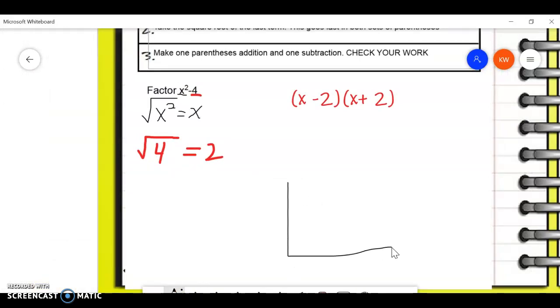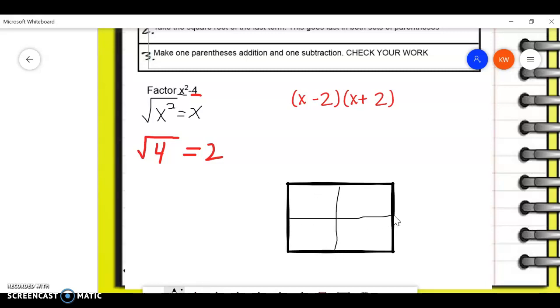All right, so here's our box. So we're setting up, well, we got 2 rows and 2 columns. That's for each of the terms. Up here we got x and negative 2. Over here we got x and a positive 2. Now we're going to do our multiplication. So x times x, and that's x squared. X times negative 2, negative 2x. Simple. They both run into each other here. That's what's there. Now x times 2 is 2x. And 2 times negative 2 is negative 4.